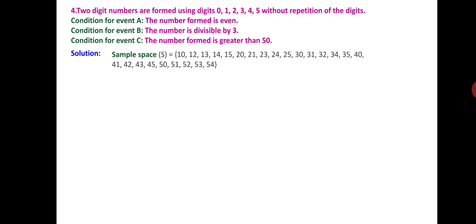It will be, sample space will be 10, 12, 11 will not come, it is getting repeated, 13, 14, 15. Then 20, 21, 22 will not come now since 2 is repeating, 23, 24, 25. 30 will be there, 31 is there, 32 is there, 33 will not come again, 34 is there, 35 and 40, 41, 42, 43, 44 will not come because 4 is repeating, 45, then 50, 51, 52, 53, 54, 55 will not be taken. So you are getting n of S is equal to 25.